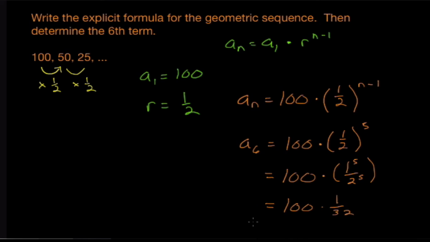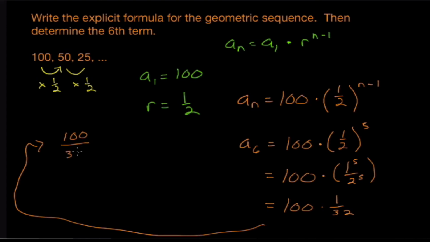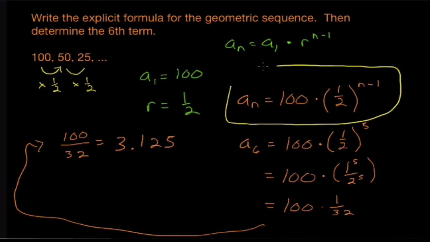And so I'll continue this over here. That's just going to be 100 over 32. And if we use our calculator, that probably comes out to a nice decimal. 100 divided by 32 is 3.125. And so there we go. The answer to our question is, this is the explicit formula for the sequence: a sub n equals 100 times 1/2 raised to the n minus 1. And then our sixth term is 3.125.